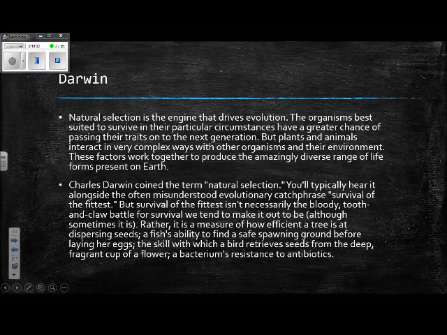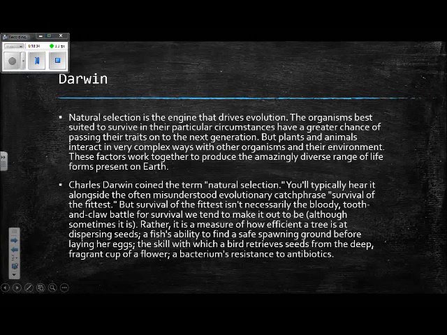But plants and animals interact in complex ways with each other and their environment. These factors work together to produce the amazing diverse range of life forms present on Earth. Charles Darwin coined the term natural selection. You typically hear it alongside the often misunderstood evolutionary catchphrase of survival of the fittest. But survival of the fittest isn't necessarily the bloody tooth and claw battle for survival that we tend to think it ought to be, although sometimes it is.